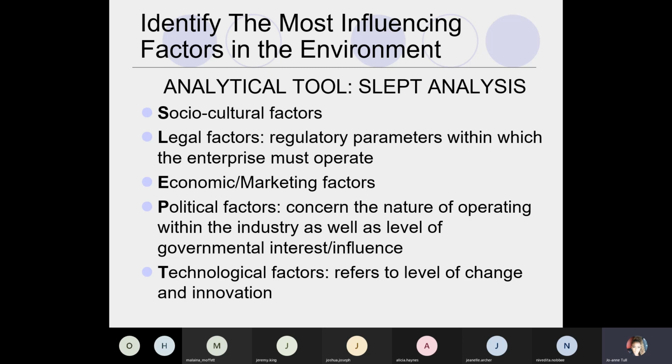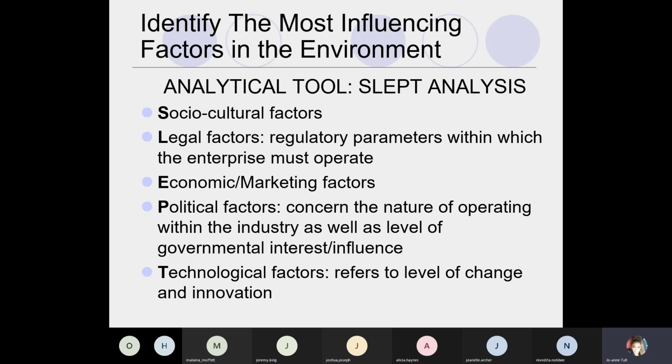Political is not just politics in terms of governmental interest or influence, but also politics that may happen in the industry. We know that in the creative industries, we do have industry politics. And then last but not least, technological, which of course would encompass anything to do with digitalization, anything to do with technology in terms of hardware, not just digital, but even physical resources that are of a technical or technological nature, that would fall there.